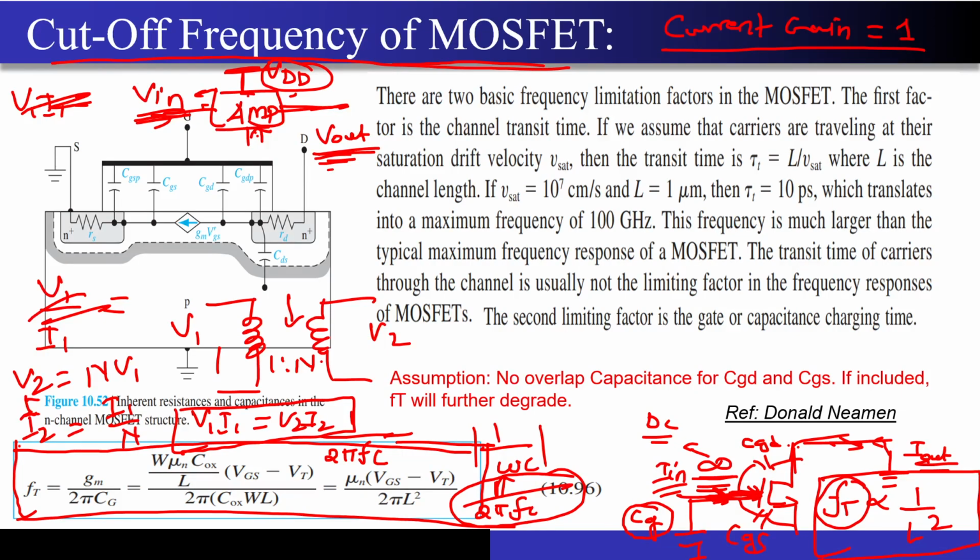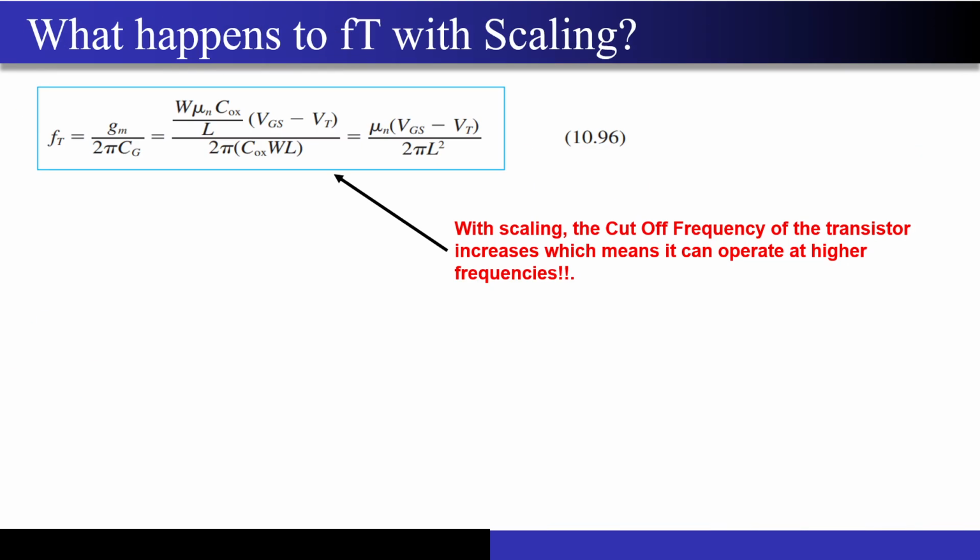So what does this mean? If I scale my MOSFET, the frequency till which my MOSFET can work as an amplifier is going to increase. And where is the need to have this kind of application?